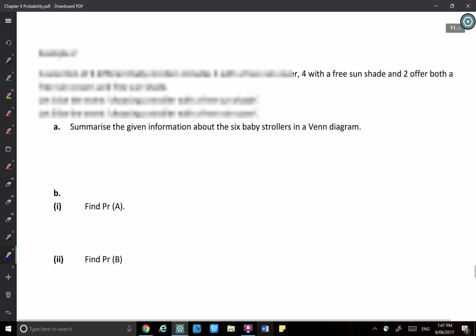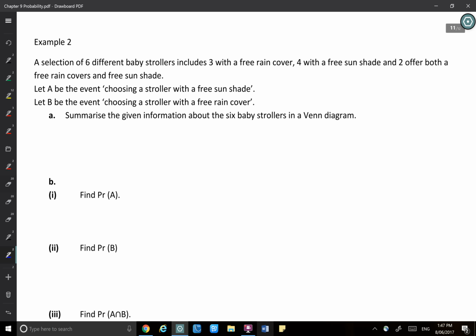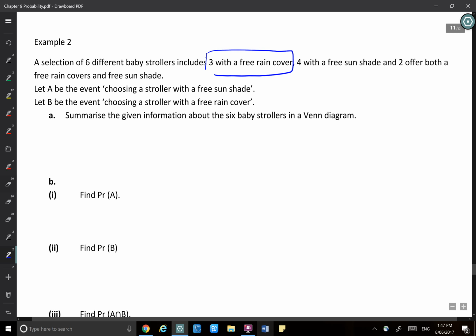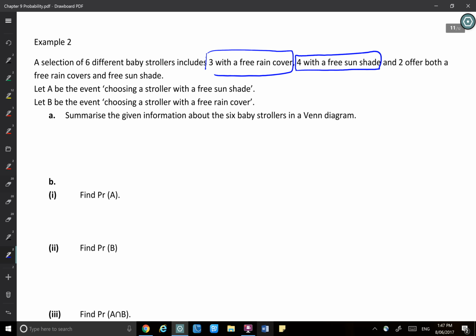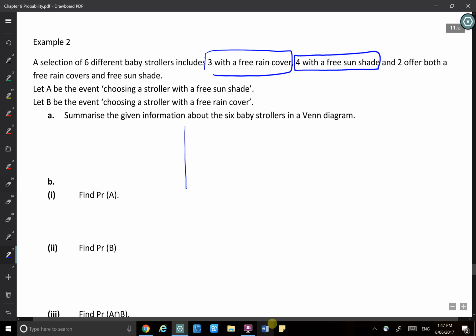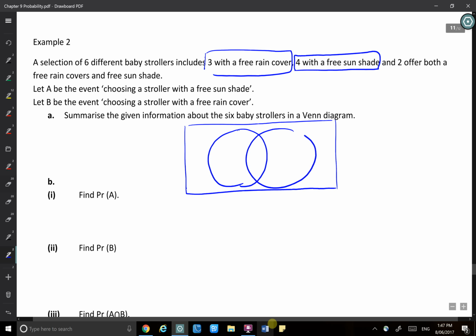Example 2. A selection of 6 different baby trolleys includes 3 with free rain cover, 4 with sunshade and 2 with both. Let event A be with a sunshade. Okay, I want a Venn diagram. So event A and event B, I have 2 in the middle. I have 4 with sunshade, so I have 2 here.